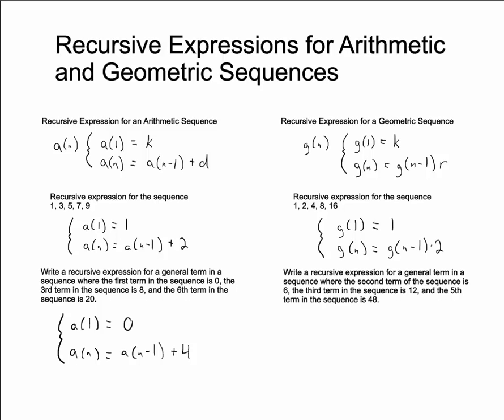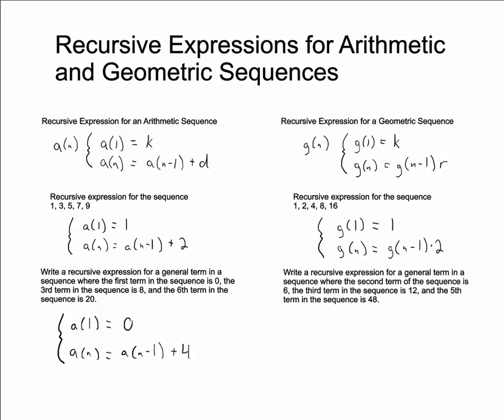Now what about the next example? Write a recursive expression for a general term in a sequence where the second term of the sequence is 6, the third term in the sequence is 12, and the fifth term in the sequence is 48. All right, so let's identify whether this is a geometric or an arithmetic sequence. So we're starting with the second term, 6, and we're moving to the third term, which is 12. If it were arithmetic, then we would have a common difference of 6. If it were geometric, it would be a common ratio of 2.